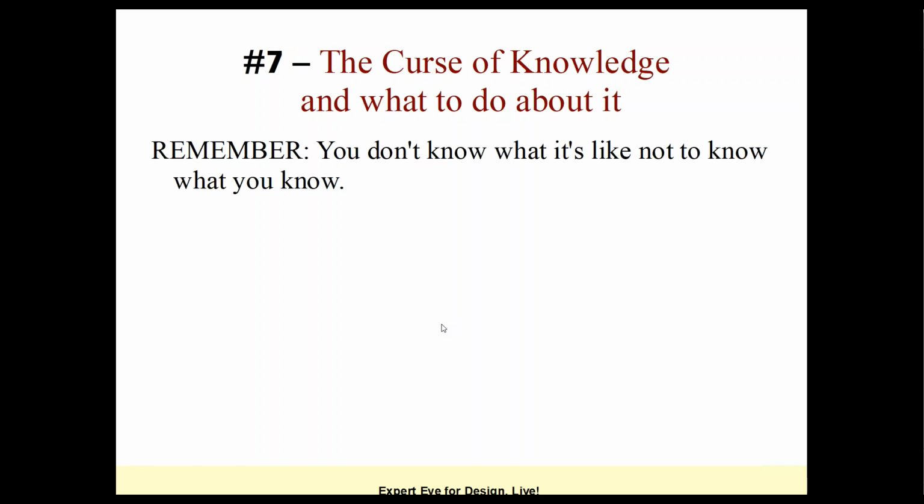So the final tip I wanted to give, or the final rule of thumb, the final issue I wanted to bring up, was about the curse of knowledge. The curse of knowledge is that you don't know what it's like not to know what you know.